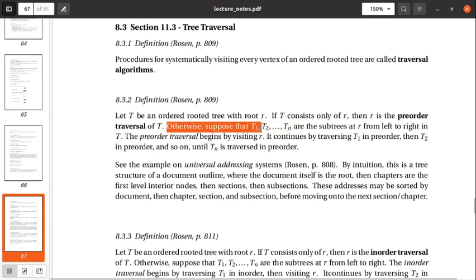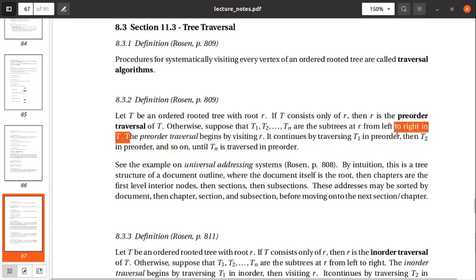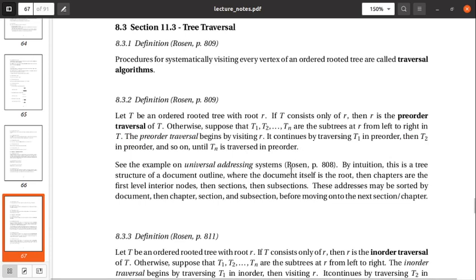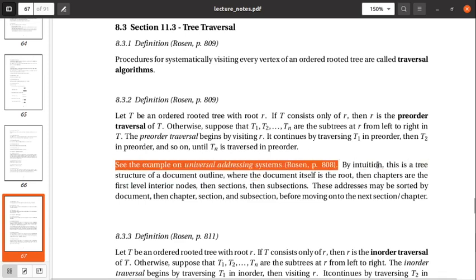Otherwise, suppose that subtree 1 and subtree 2 and so forth to subtree n are the subtrees of R from left to right in T. The pre-order traversal begins by visiting R. It continues by traversing T1 in pre-order, then T2 in pre-order, and so on until Tn is traversed in pre-order. See the example in universal addressing systems, 808.